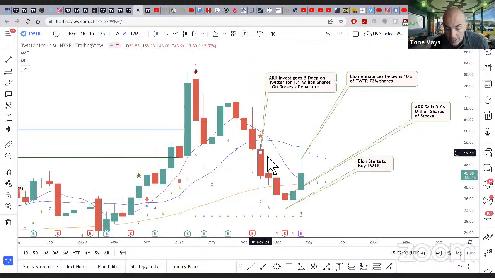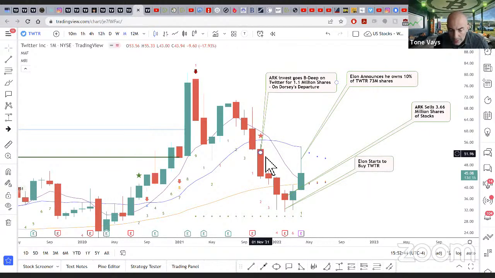This is Tone Vays rule number 2 and 3. Rule number 1 and rule number 3 broken at the same time. Rule number 1 of Tone Vays' trading: do not double down losing positions. Assuming they went deep into Twitter on Trump's banning, they doubled down when their position just started to lose money. That's rule number 1, cardinal rule number 1.